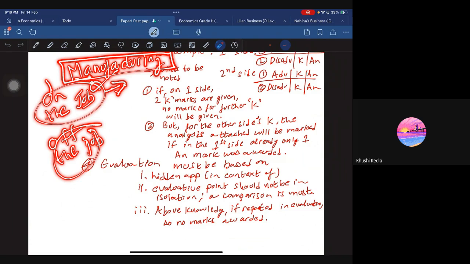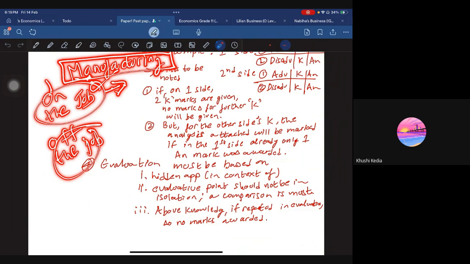Sometimes it is not given, but most of the time they do. If they have not given it, don't worry about it. You can give a more generalized evaluation. But if it is given, that is much better because it gives you a sense of direction about what you are going to write in your evaluation. That sense of direction is very important.